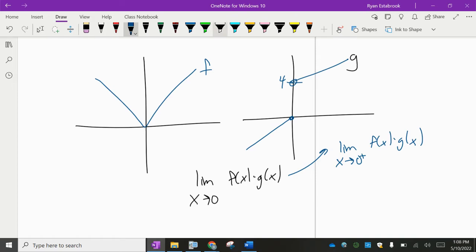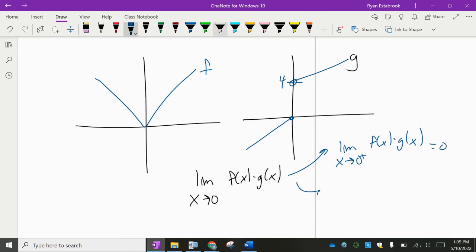So as I look at this one, 0 from the right, what is g approaching? 4. And 0 from the right, what is f approaching? So what's 0 times 4? 0. And if we look at the left-sided limit, so equals 0.